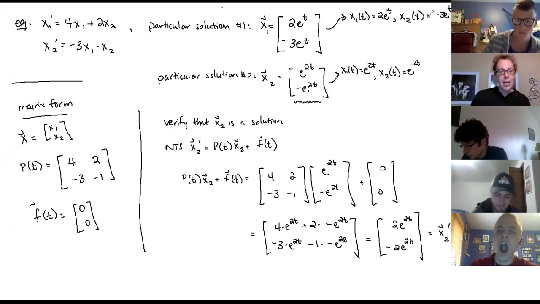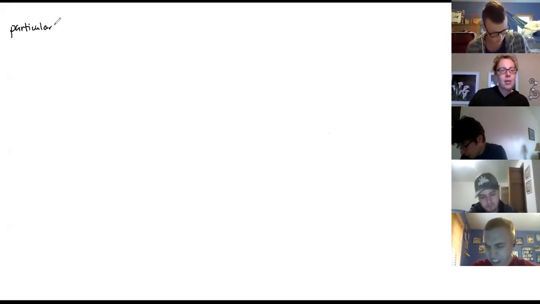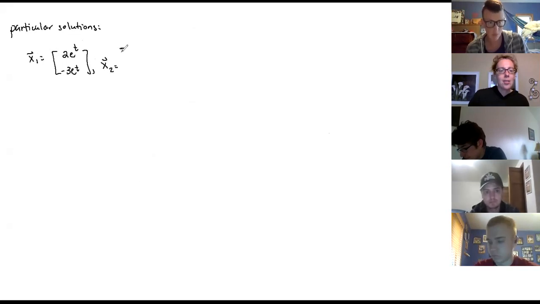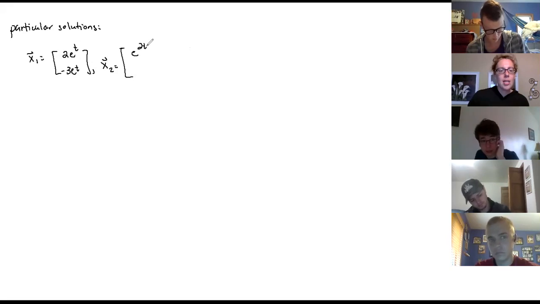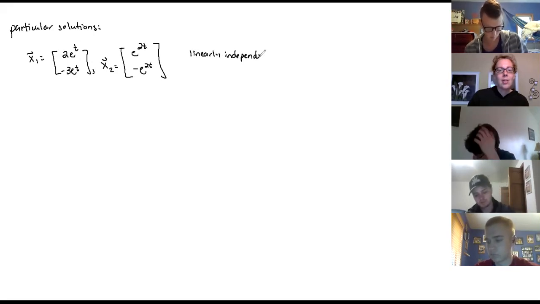So once again, our particular solutions are vector x1 equals 2e to the t, negative 3e to the t. Vector x2 equals e to the 2t, negative e to the 2t. And I want to decide if these are linearly independent. Are these linearly independent?